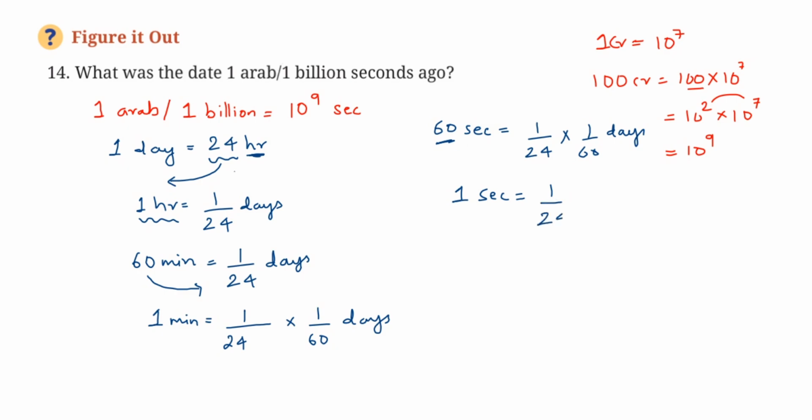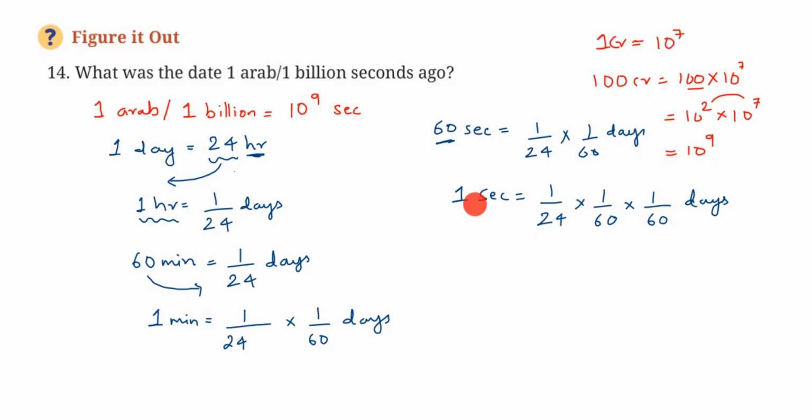So I get 24 here, 1 divided by 60, and again one more 1 divided by 60 days. So 1 second is equal to this much days. Now here I have to find for 10 to the power 9 seconds. This is for 1 second.